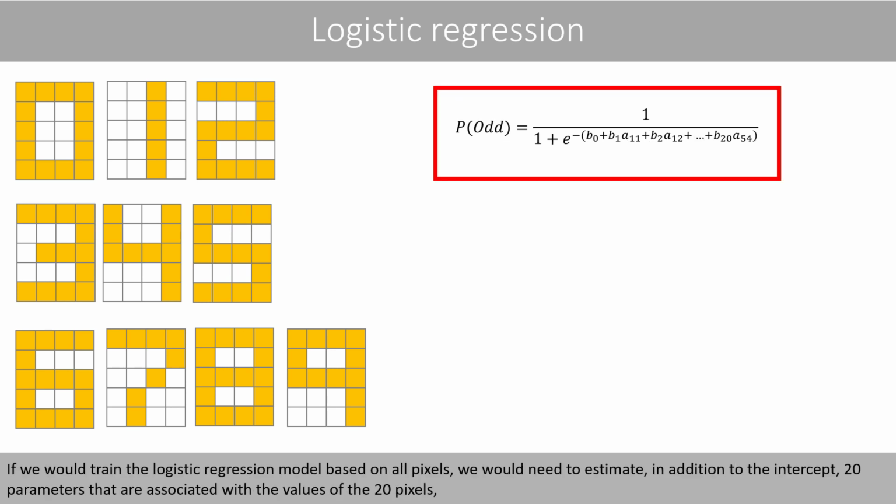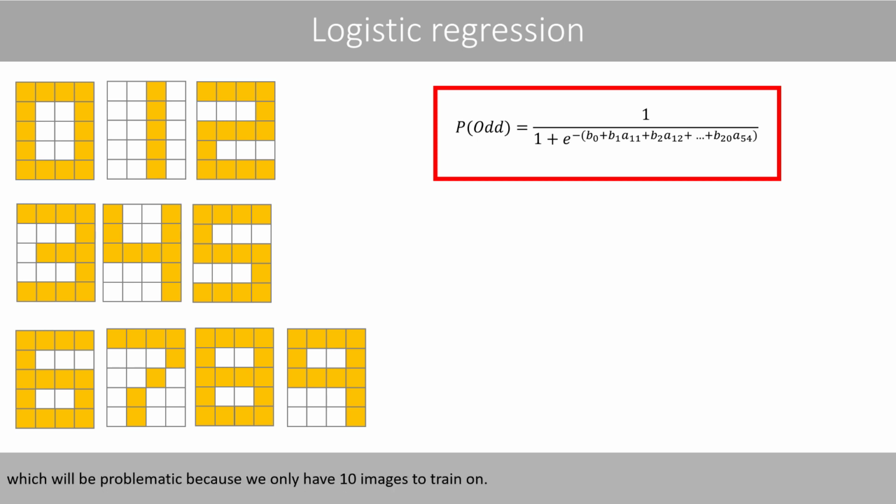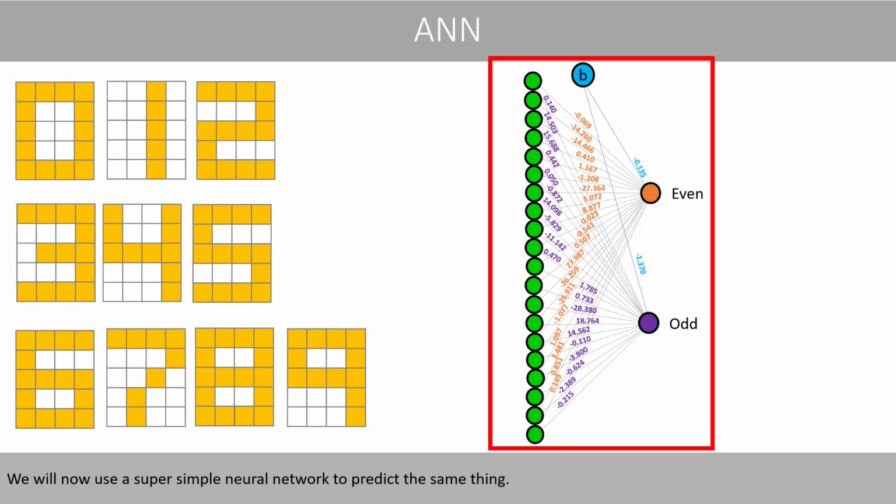If we would train a logistic regression model based on all pixels, we would need to estimate, in addition to the intercept, 20 parameters that are associated with the values of the 20 pixels, which will be problematic because we only have 10 images to train on in this example. We will now use a super simple neural network to predict the same thing.